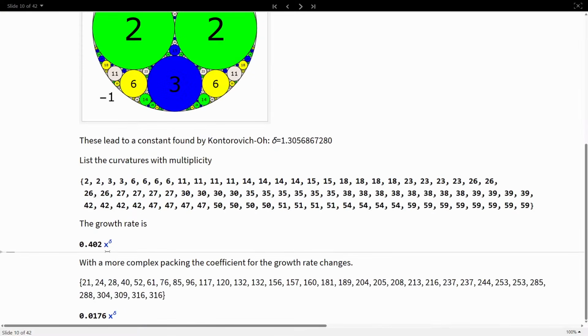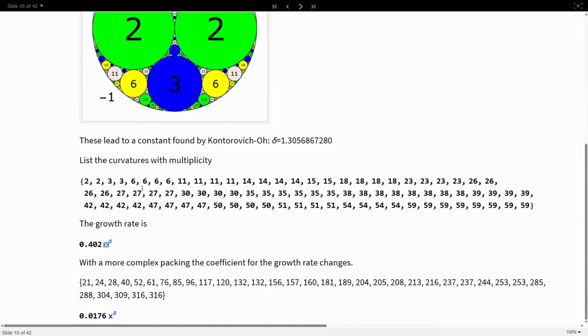we can look at the growth rate of the terms. And it turns out that it's about 0.042 x to this value delta. If we look at a more complex one, such as a little bit further on, we get this series of circles, and it turns out that's equal to this coefficient x to this value delta. And delta is a constant for any circle packing like this. It's about 1.30568. So this is a constant.